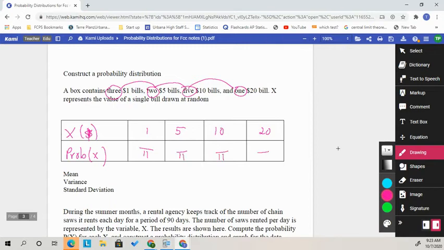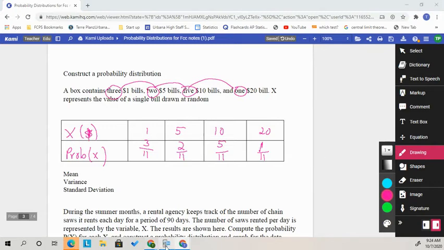Simple probability. The probability of getting a $1 is 3 out of 11. The probability of getting a $5 bill is 2 out of 11, because there's 2 of them. A $10 is 5 out of 11. And a $20 bill, there's only 1 out of 11. Let's make sure this adds up to 1. So we have 5, 10, 11, 11 out of 11. So then we just do the process. We're not going to worry about graphs. I just wanted to show you that really quickly.